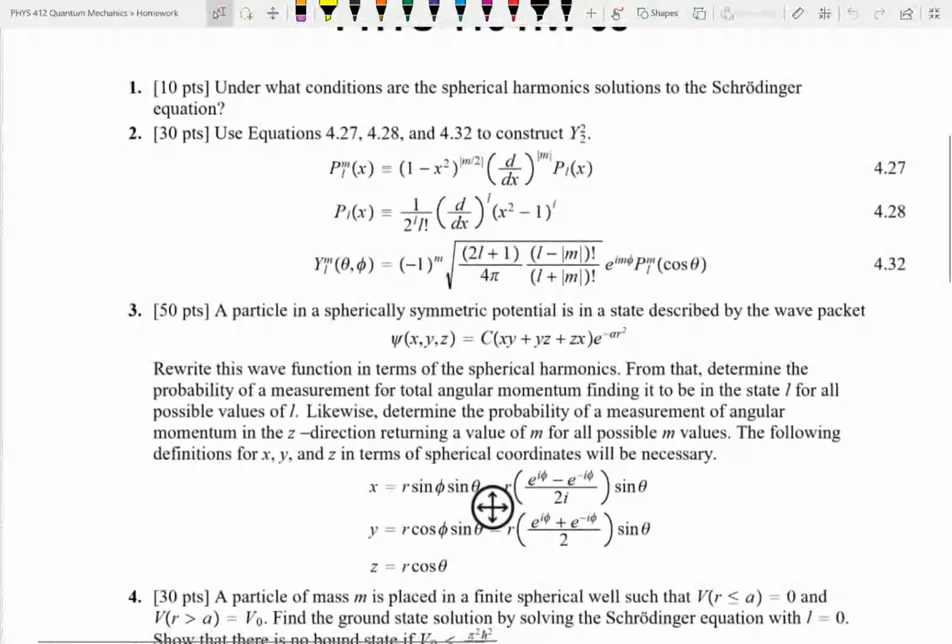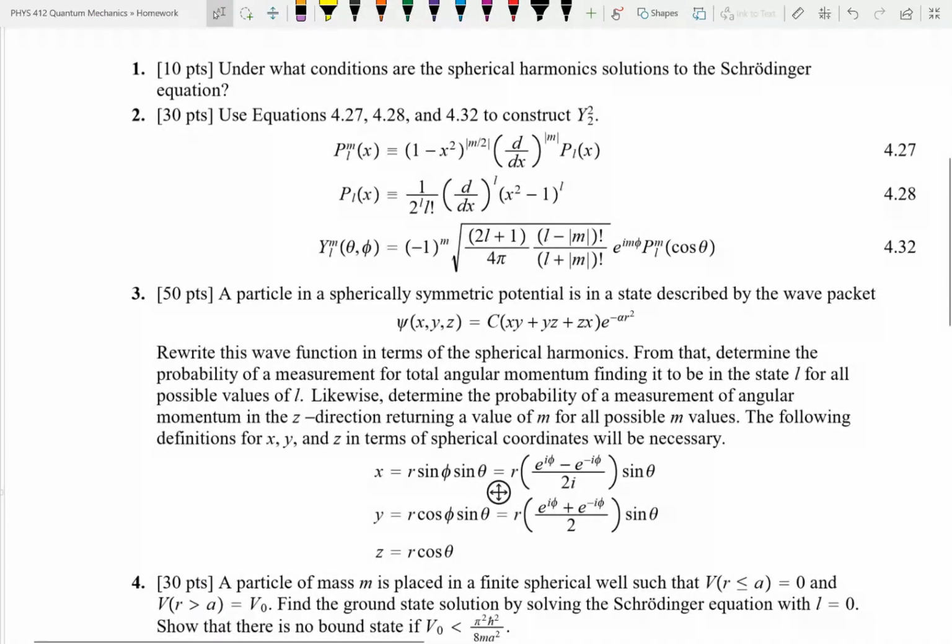So the first question: under what conditions are spherical harmonics? No big deal there. The second one, I told you maybe once, probably for sure, you would have to do this in the homework, and sure enough, I decided to have you do it. You have to create the spherical harmonic. You can look it up in the book to make sure you have it right, but you have to show the process of creating the Y22 spherical harmonic. That is L equals 2 and M equals 2.